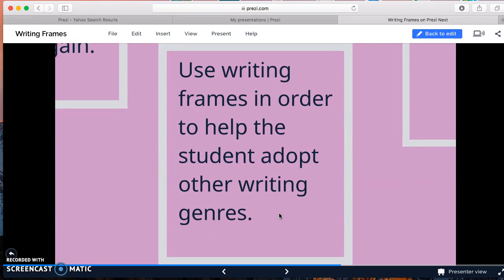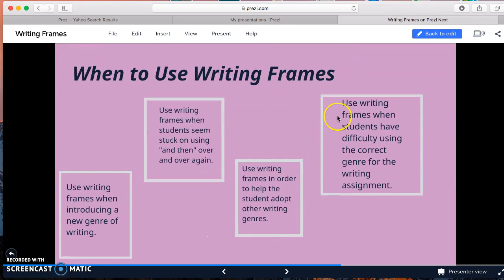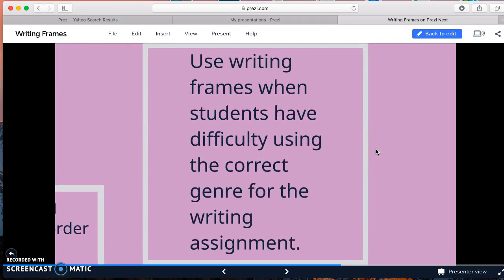Use writing frames in order to help the student writer adopt other writing genres. So one student might be really stuck on just writing personal narratives, or everything becomes a persuasive argument. To guide them to use various genres, it is important to have them use writing frames for things like that. The reason is similar if the student is having difficulty using the correct genre for the writing assignment, you use it.